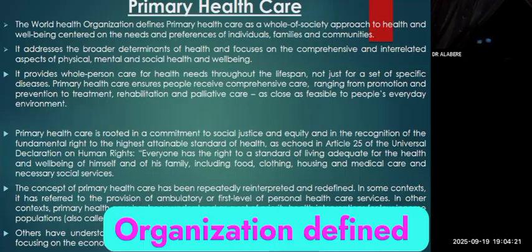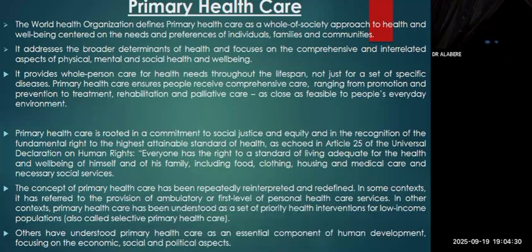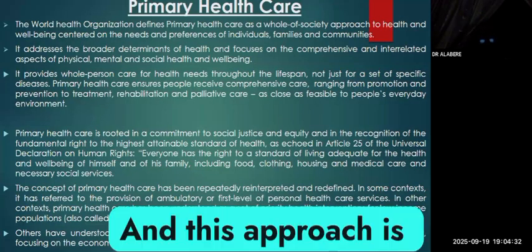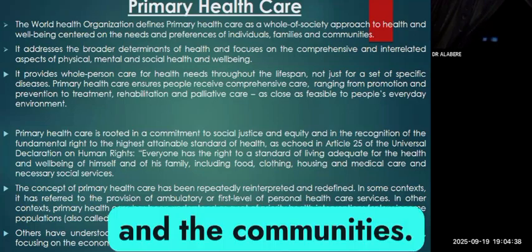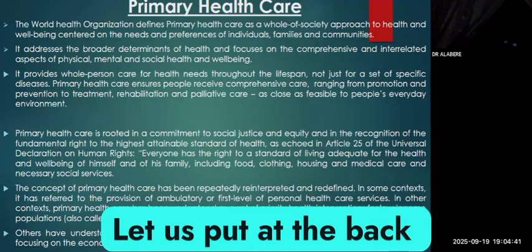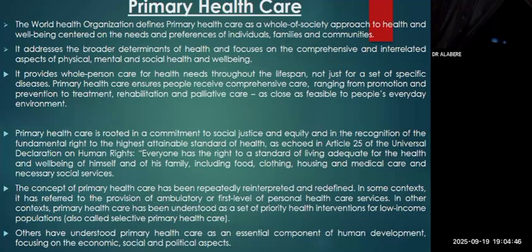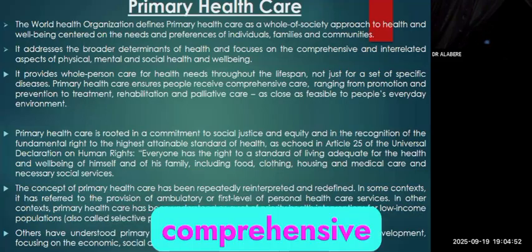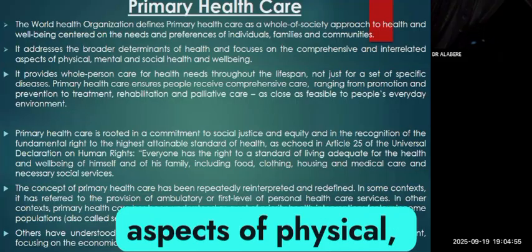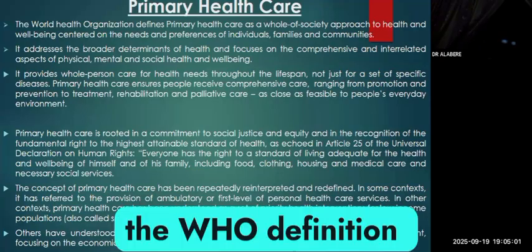So the World Health Organization defined primary health care as a whole of society approach to health and well-being. And this approach is centered on the needs and preferences of the individuals, the families, and the communities. Let us put at the back of our minds the Alma Ata definition of primary health care. We'll get there. So it addresses the broader determinants of health and focuses on comprehensive and interrelated aspects of physical, mental, and social health and well-being. That is the WHO definition of health.